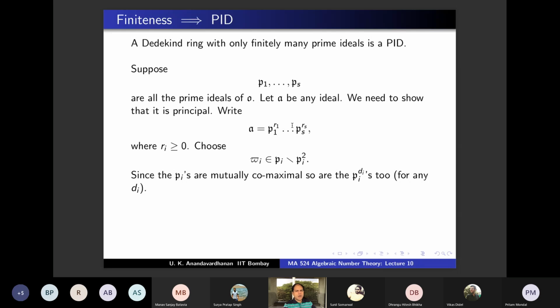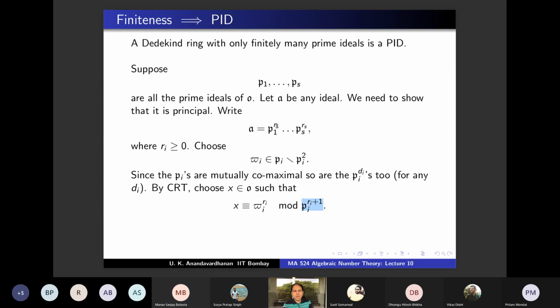It depends on this ri. So I'm going to apply it to ri plus 1. So by Chinese remainder theorem, you can choose an x which is congruent to pi power ri, but I am applying it to the ideals pi power ri plus 1. Okay, this is the main point. If ri is the power coming here, I am applying it to ri plus 1.